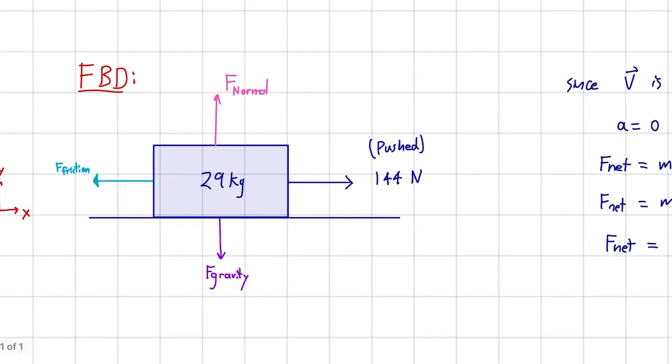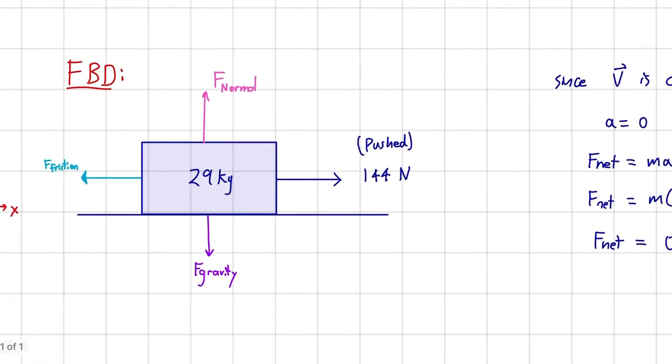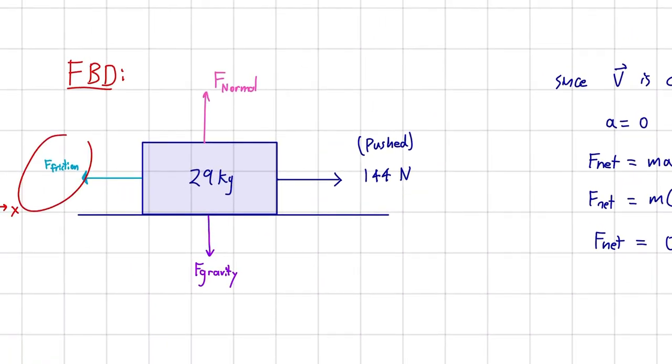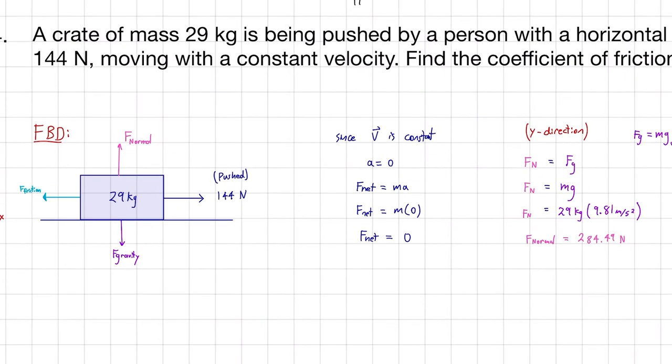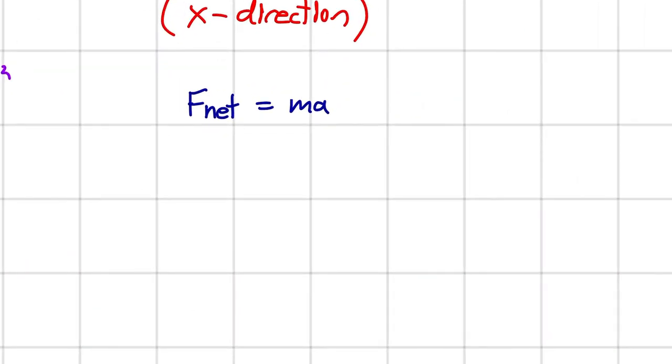Where a positive x is in this direction. So this is the positive x direction. So when we're coming up with our equation, this is going to be a positive force and this will be a negative force. So here's how we're going to write it out. F net is equal to our 144 newtons, that's positive, and we have to subtract the force of friction. That is equal to the mass, 29 kilograms, times the acceleration.